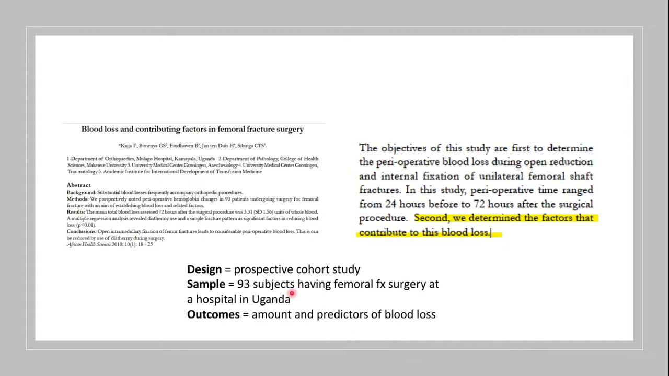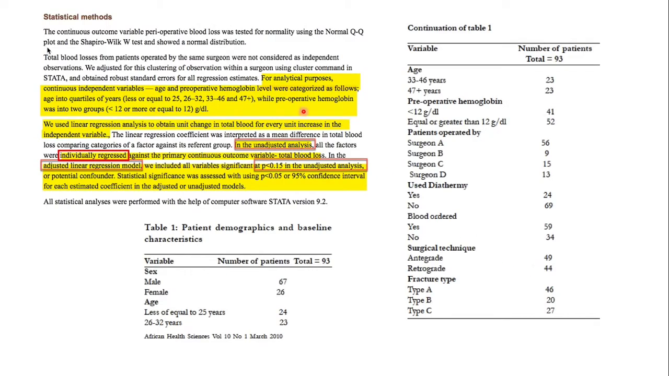Okay, so this one was looking at factors related to blood loss after femoral neck fracture. And they were primarily quantifying that, then they were also running some predictions. So it was a prospective cohort study in Uganda. And they wanted to look at the amount of blood loss and what were some predictors of that. Okay, so here's their statistical methods section.